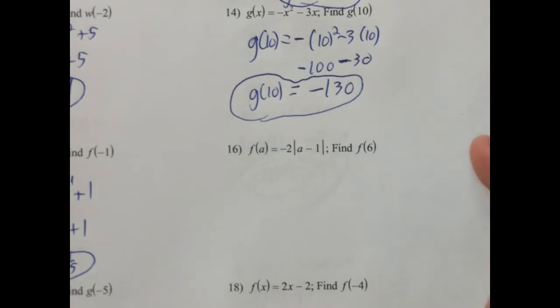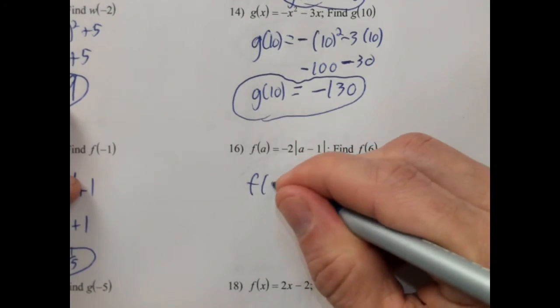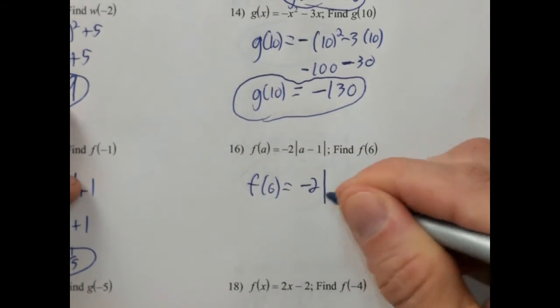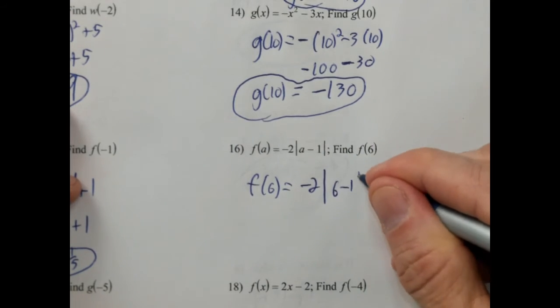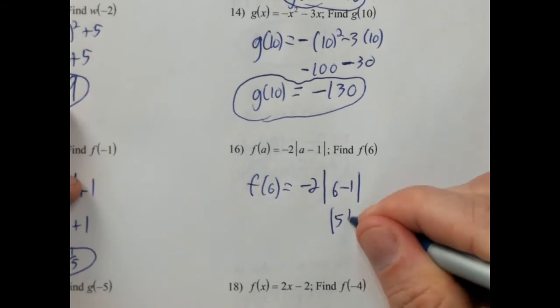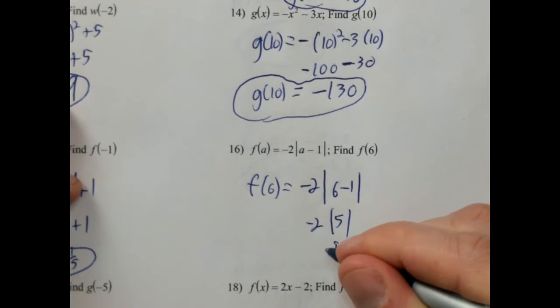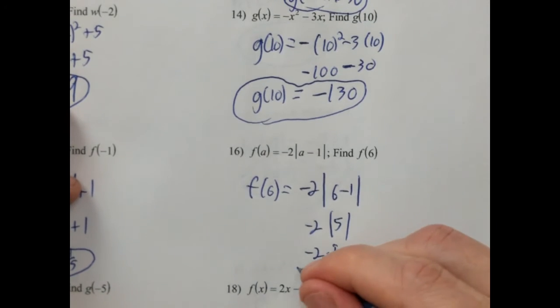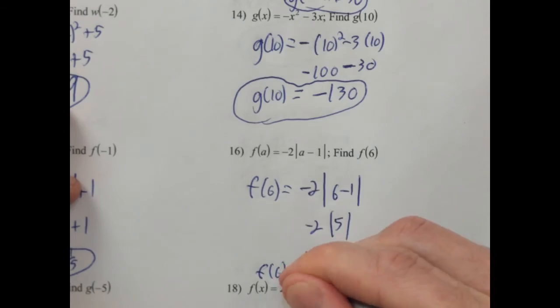Okay, here we go. Find f of 6. f of 6 is going to be negative 2 times the absolute value of 6 minus 1. 6 minus 1 is 5. The absolute value of 5 is 5. Negative 2 times 5 is negative 10. So f of 6 is negative 10.